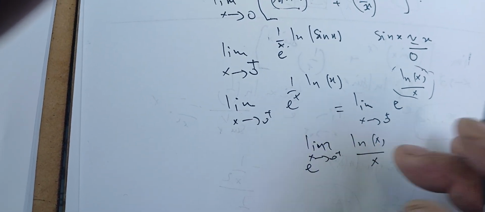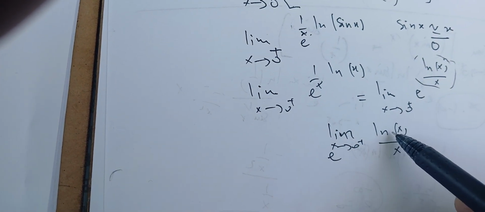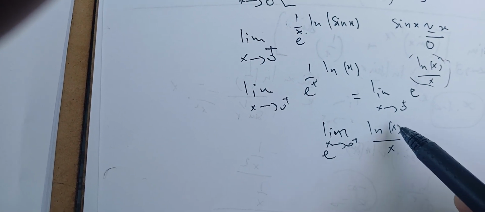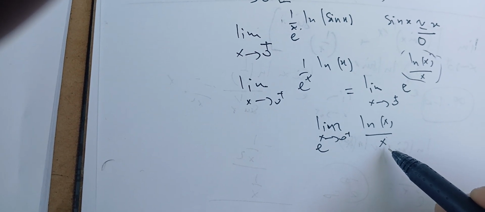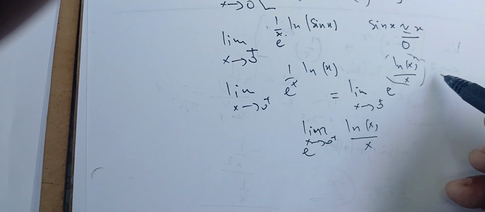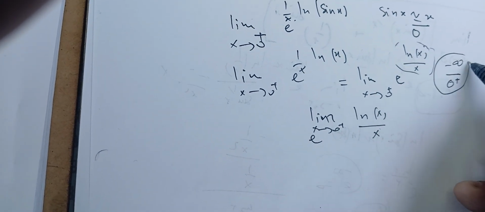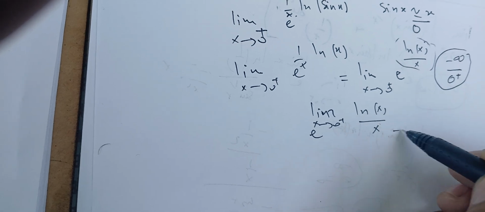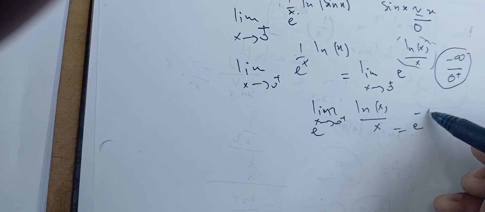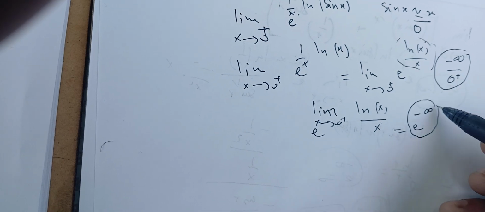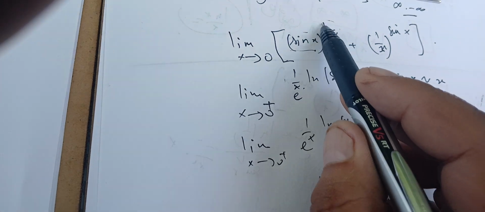Here we don't need anything; we can just evaluate. When x goes to 0 plus, the natural log goes to minus infinity and x goes to 0 plus. Therefore, we have minus infinity over 0 plus, which is minus infinity. The exponential when x goes to minus infinity is 0, and therefore this first limit is 0.